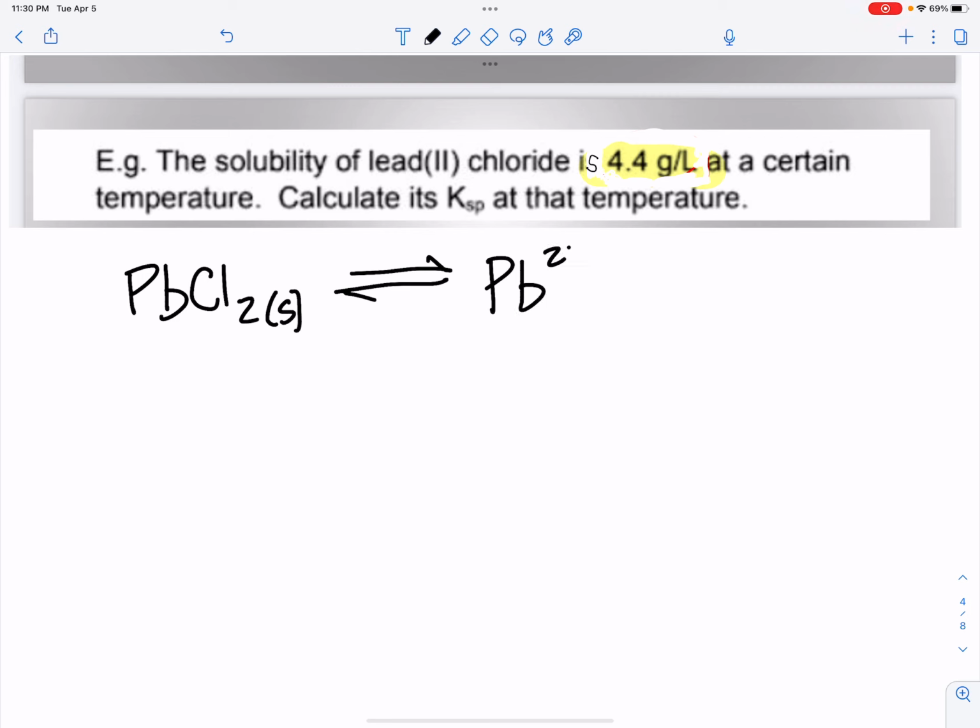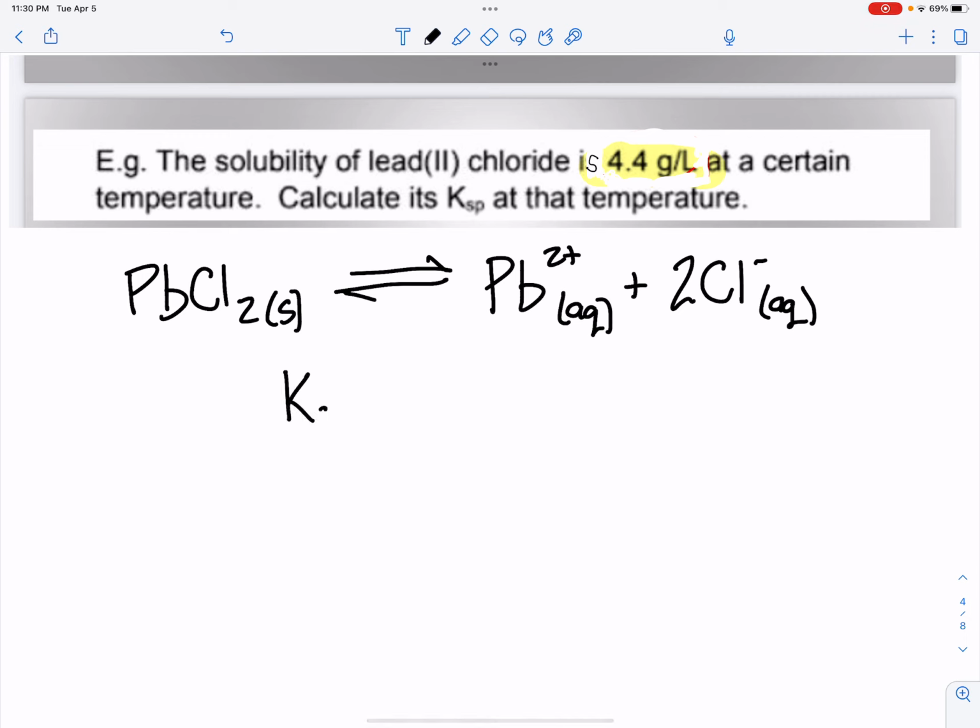I'm going to have Pb2+ plus 2 Cl minuses this time. Okay, so you'll notice that we've got 2 ions of chlorine for every 1 ion of lead this time.